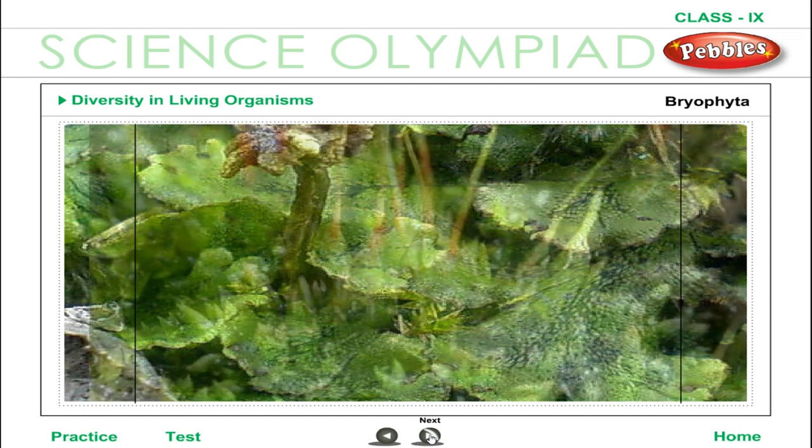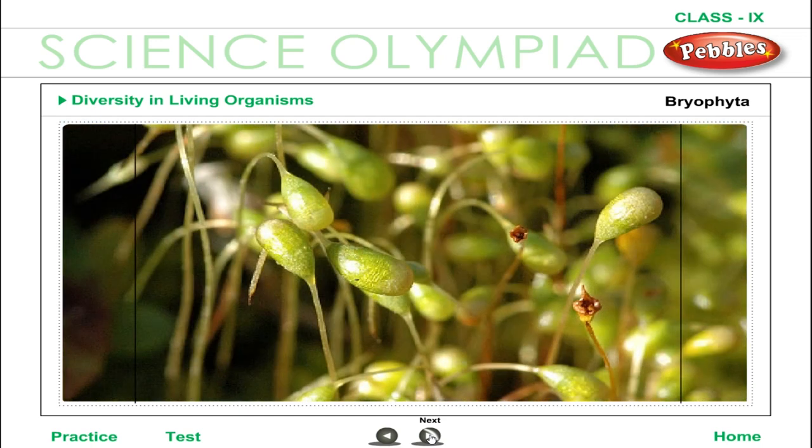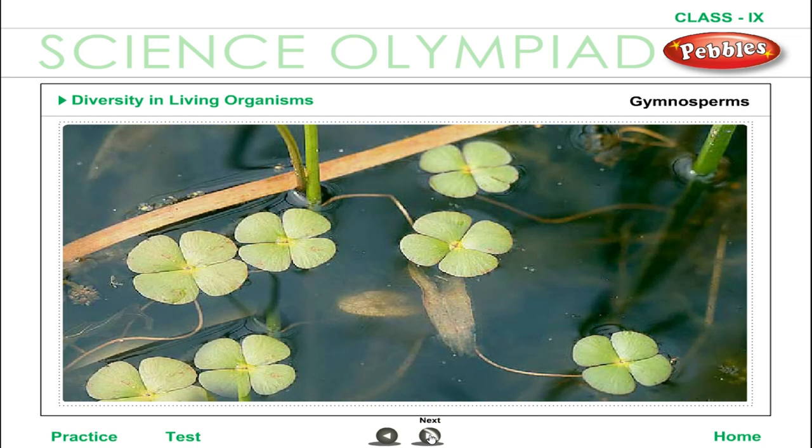Bryophyta. These are called the amphibians of the plant kingdom. The plant body is commonly differentiated to form stem and leaf-like structures. However, there is no specialized tissue for the conduction of water and other substances from one part of the plant body to another. Examples are moss, Funaria, and Marchantia.